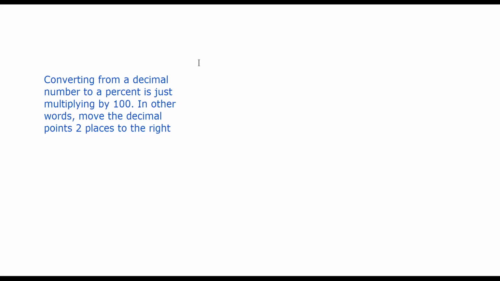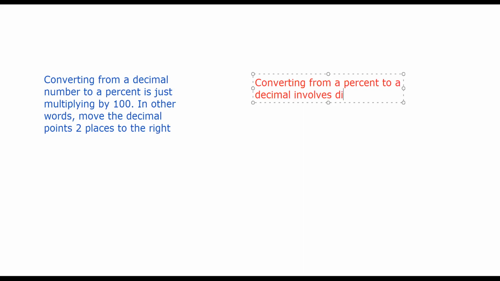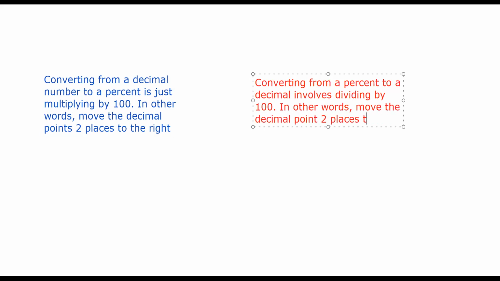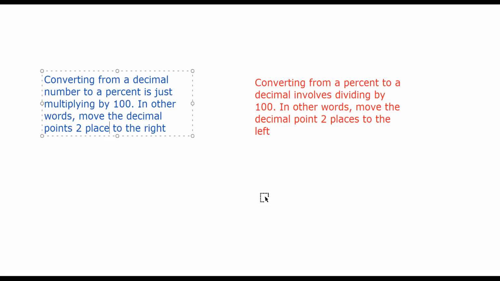If you want to go the opposite way, converting from a percent to a decimal involves dividing by 100. In other words, move the decimal point 2 places to the left. And there's only going to be 1 decimal point. So that's how we go from one to the other.